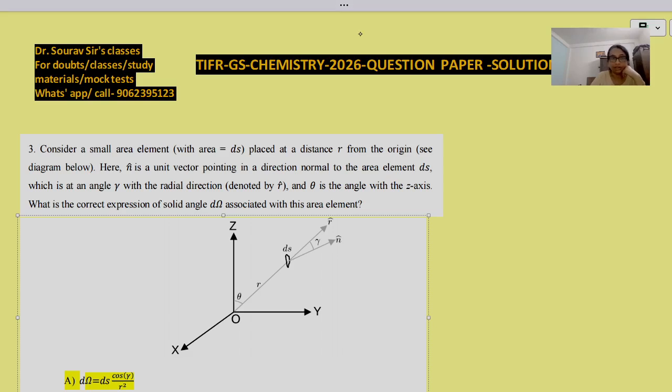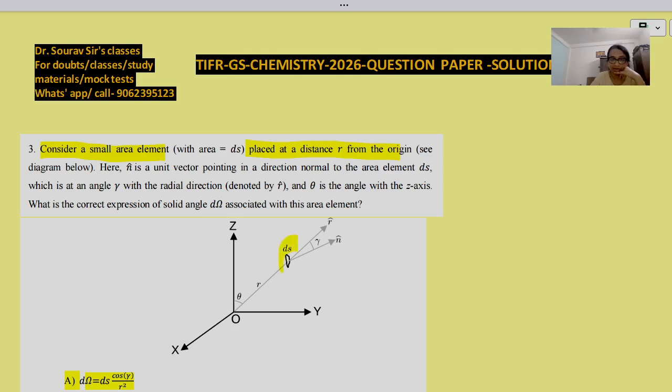In question number three, consider a small area element with area ds, placed at a distance r from the origin. This question is based on solid chemistry. See the diagram below. In this diagram, all conditions are given. Which area? The area is ds.